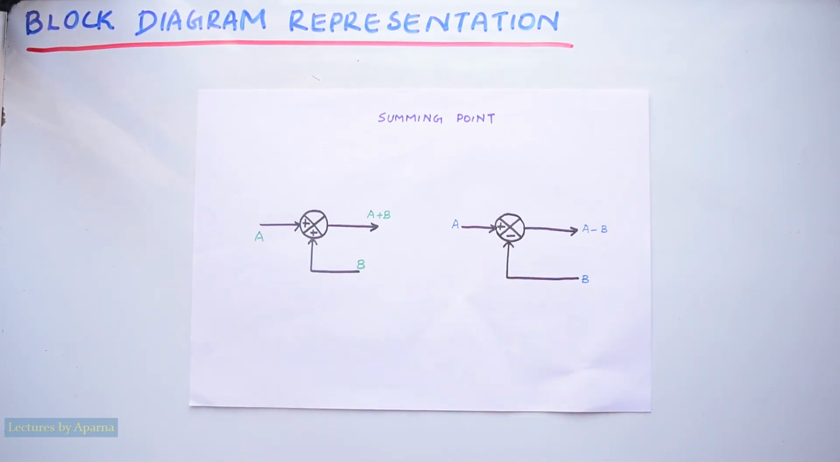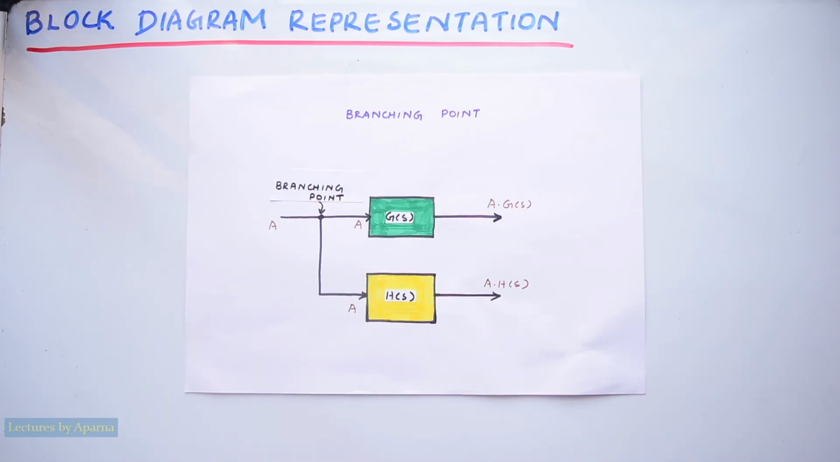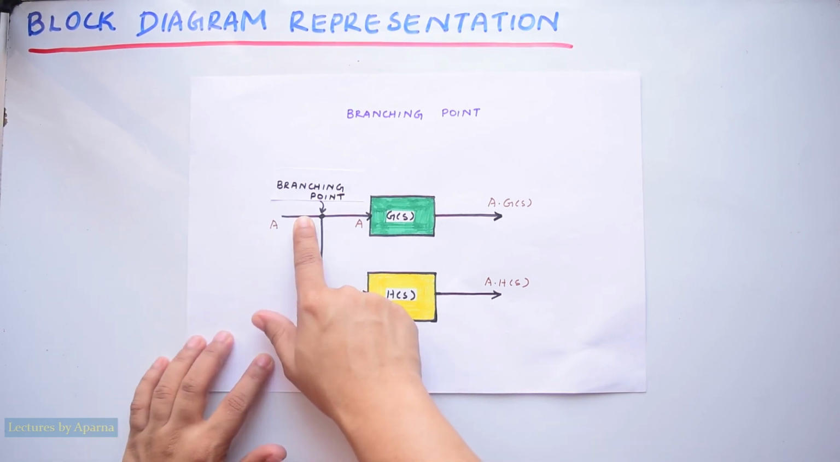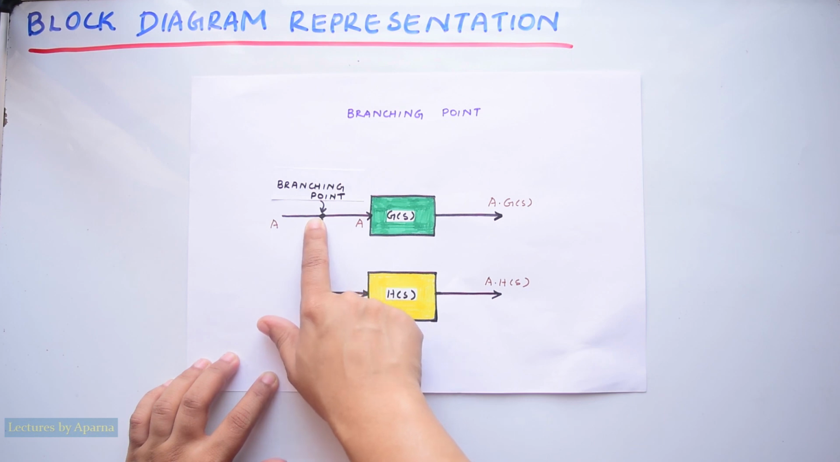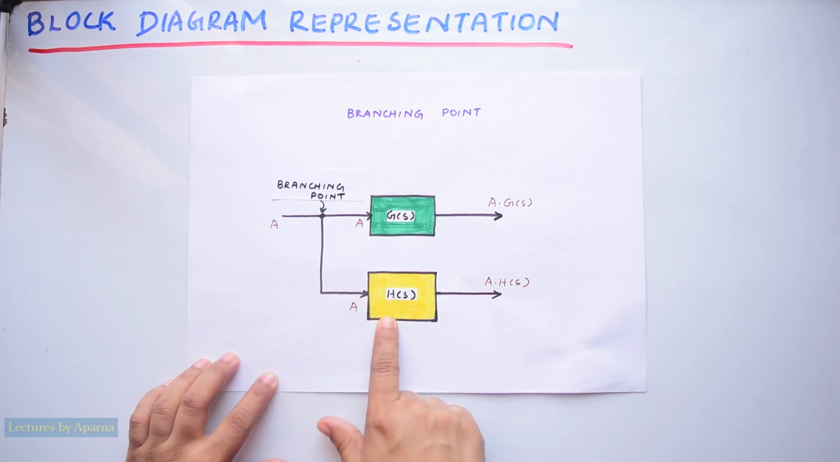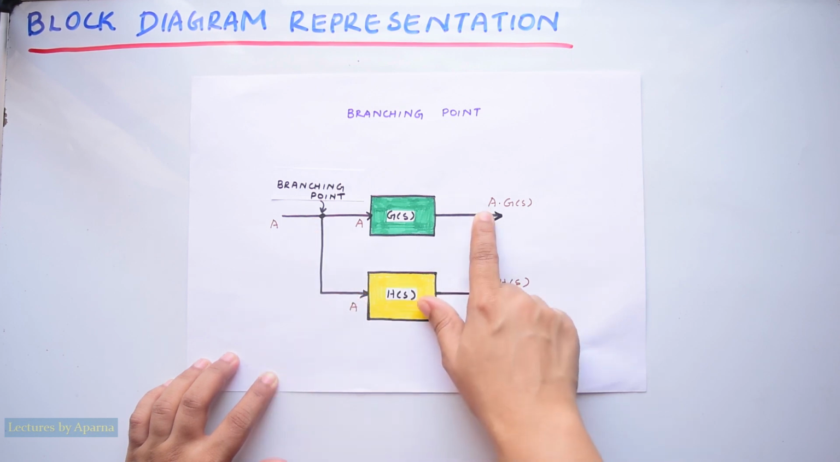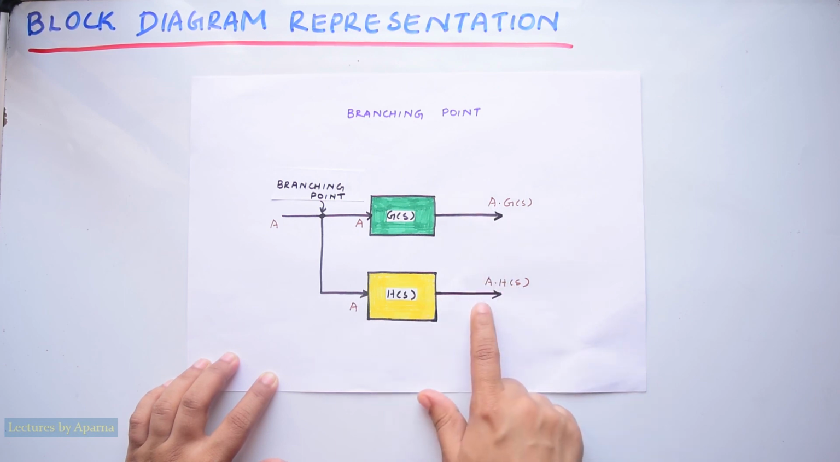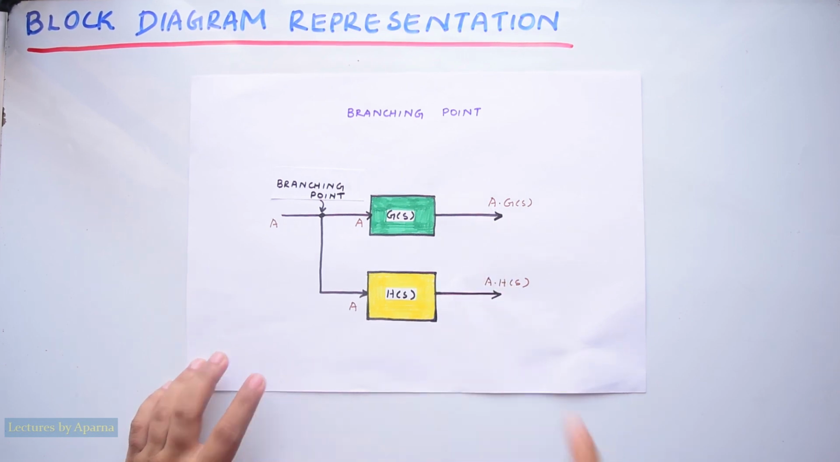Now the next element is the branching point. A branching point is a point from which the signal goes to other blocks or summing points. Here this is the branching point. This signal A is taken from here and given to another block H(s) also. So here you get A × G(s) and here you get A × H(s). So these are some basic concepts about block diagram representation in control systems.